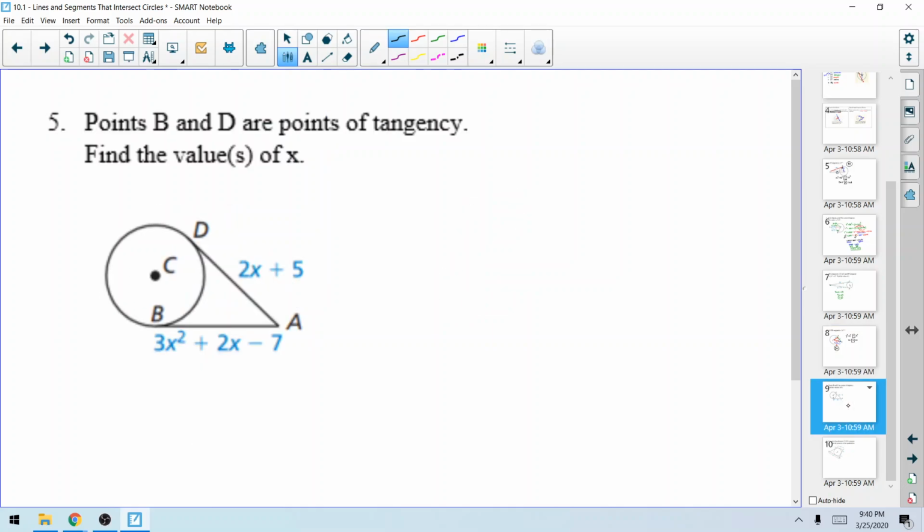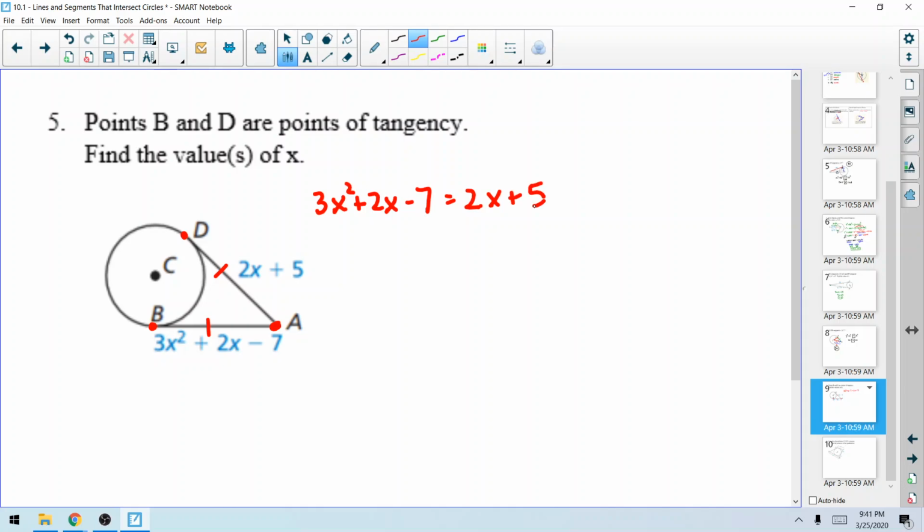Number 5. Points B and D are points of tangency. Find the value or values of x. Okay, so again, if they are points of tangency, this is a common external point. This is a tangent line, AD. This is a tangent line, AB, which means from a common external point, those are going to be congruent. So we're going to have 3x squared plus 2x minus 7 equals 2x plus 5.